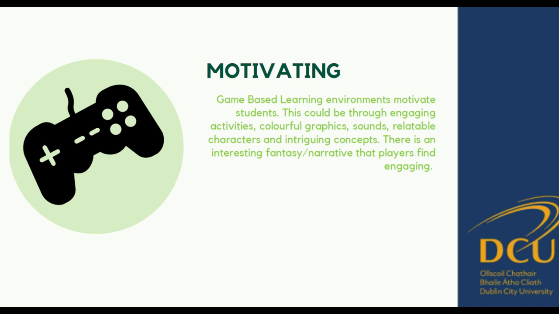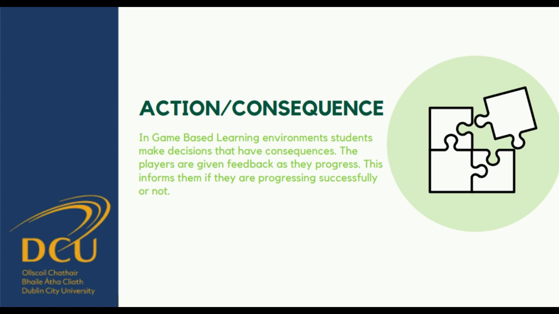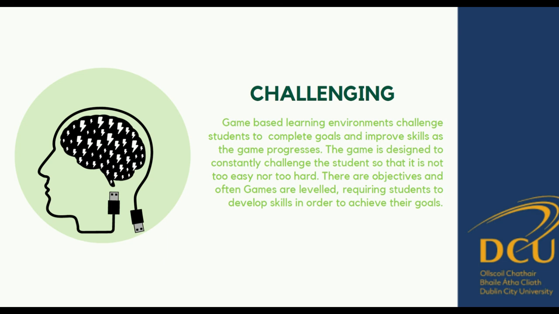In the Hour of Code game, there is also an action consequence element. So as students progress through the game, they're given feedback as they progress. If they make a mistake, they are given a warning, and when they come to the end, there is a noise that alerts them to their mistake. If they succeed, similarly, there is a noise that alerts them to the fact that they succeeded.